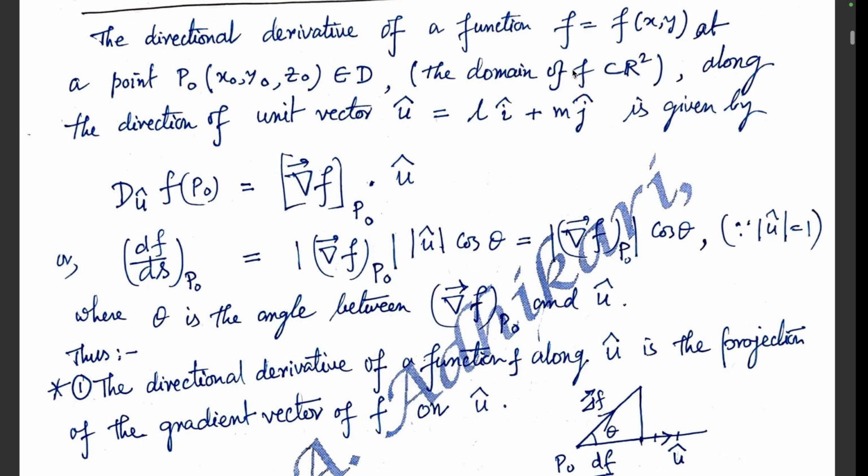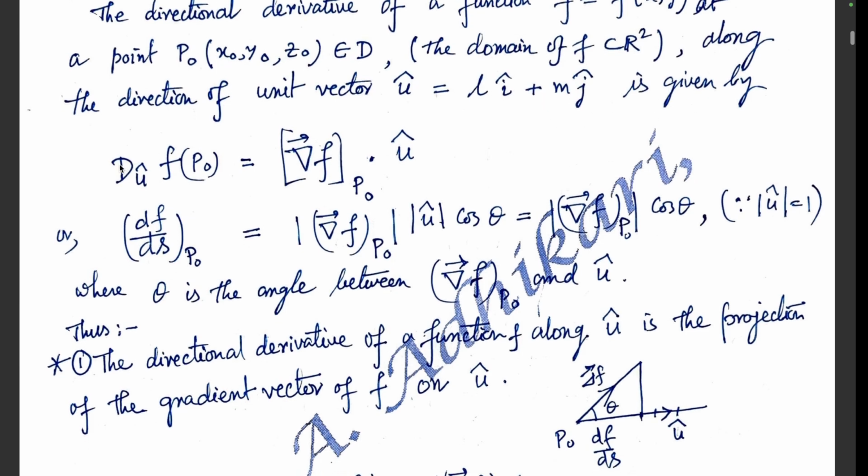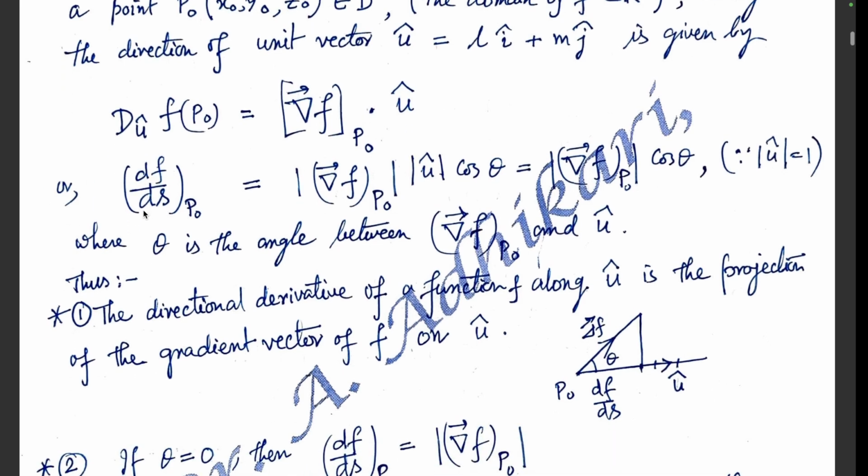The domain of the function f is a subset of R2. Along the direction of the unit vector u cap, equal to L i cap plus M j cap, the directional derivative is given by d u cap f at the point p0. This is equal to grad f at the point p0 dot u cap, or df ds at the point p0 equal to modulus of gradient of f at the point p0 into modulus of u cap into cos theta. Theta is the angle between the gradient of f vector at the point p0 and u cap.